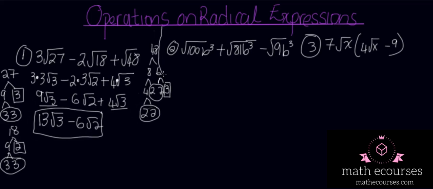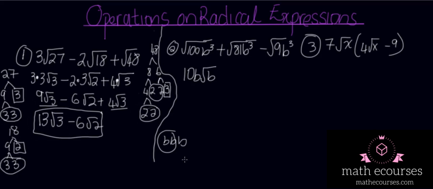All right, let's do number 2. Okay, let's break these down. Square root of 100 is a perfect square root. 10 times 10 is 100, so I don't need to do a tree because it's a perfect square root. However, if I did a tree, you would see that when you circle numbers, there'd be nothing left. So I have my 10. B to the third, I have 3 B's. I can get 1 pair out, 1 stays inside. So I have a B that will come out and a B will stay inside.